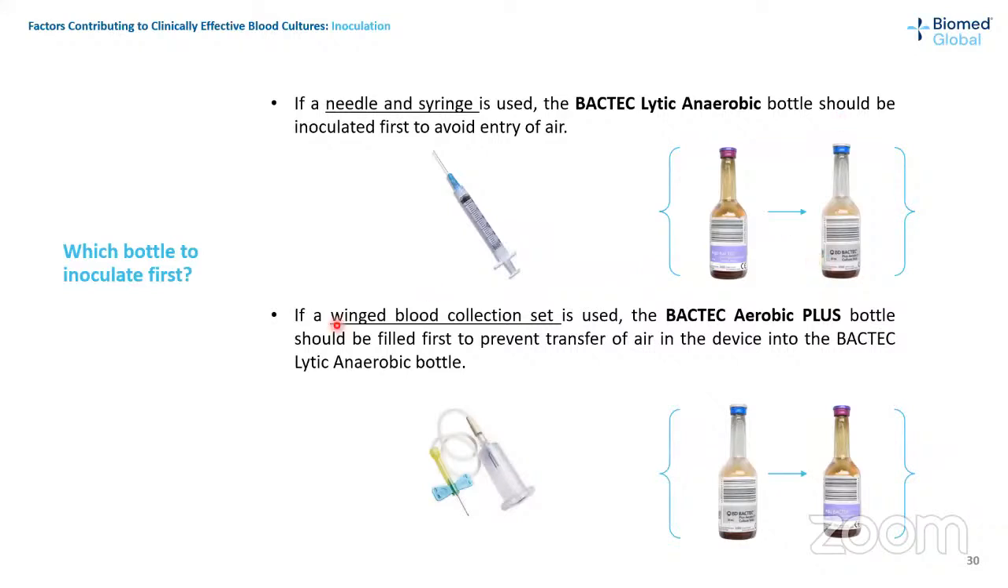If you're using the winged blood collection set, meaning the butterfly needle with the tubing and the needle holder, it goes straight from the patient's arm into the bottle. You would first need to fill up the aerobic bottle first. The reason is that when the blood flows from the vein into the needle and into the tubing, it will push the air that's inside the tube into the aerobic bottle, and that's fine. Follow that with your anaerobic bottle. If you forget which bottle, remember where we want to prevent that air from ending up: this purple, anaerobic bottle.